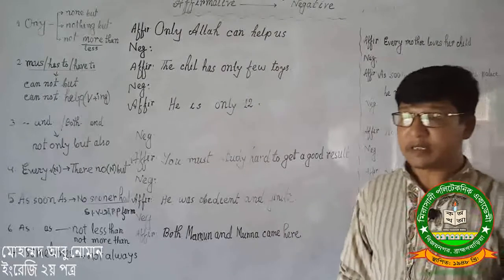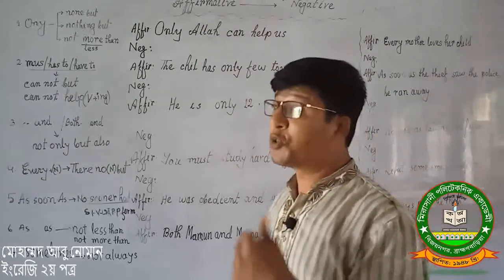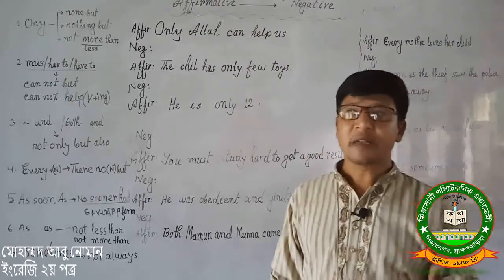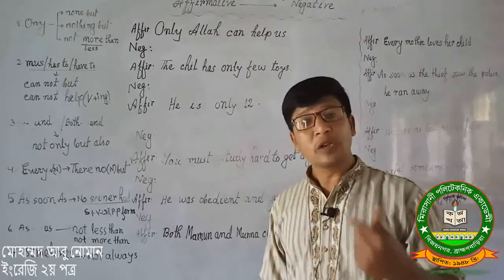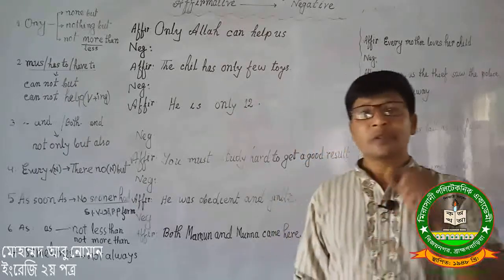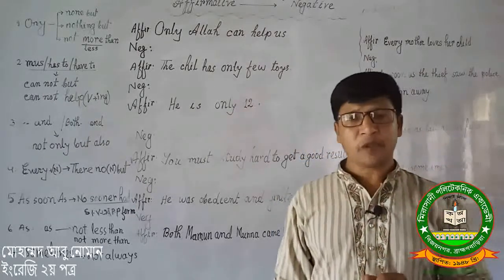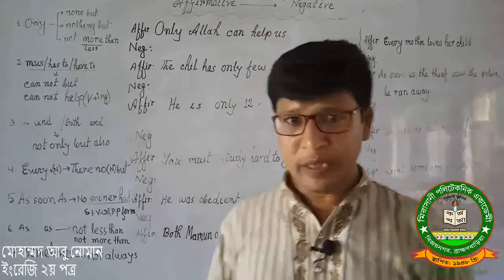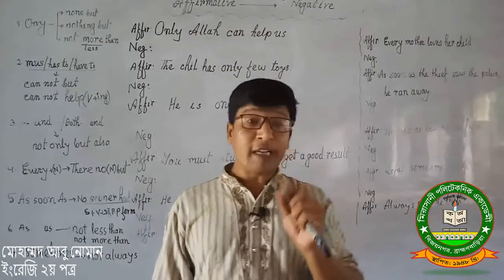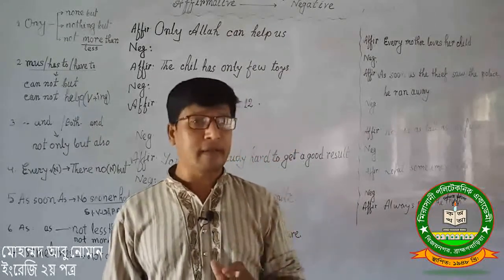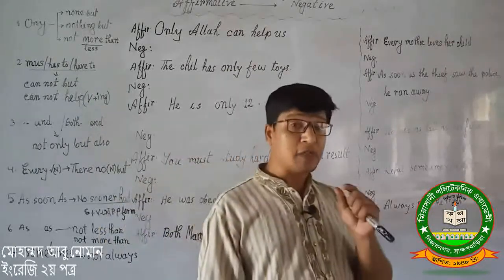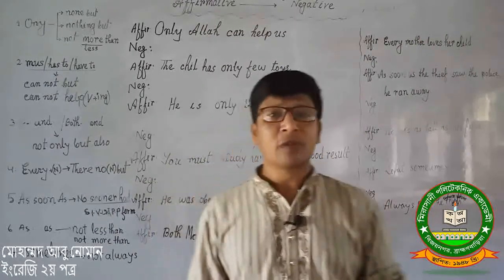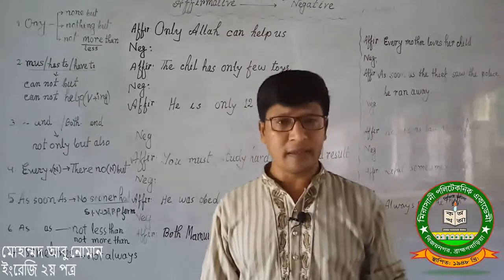We know assertive sentences are of 2 types. One is affirmative and another is negative. Today we are going to learn how to change an affirmative sentence into a negative one. Today we will try to understand what I say. If you understand my speech or the rules, you will be able to transfer the sentence easily.